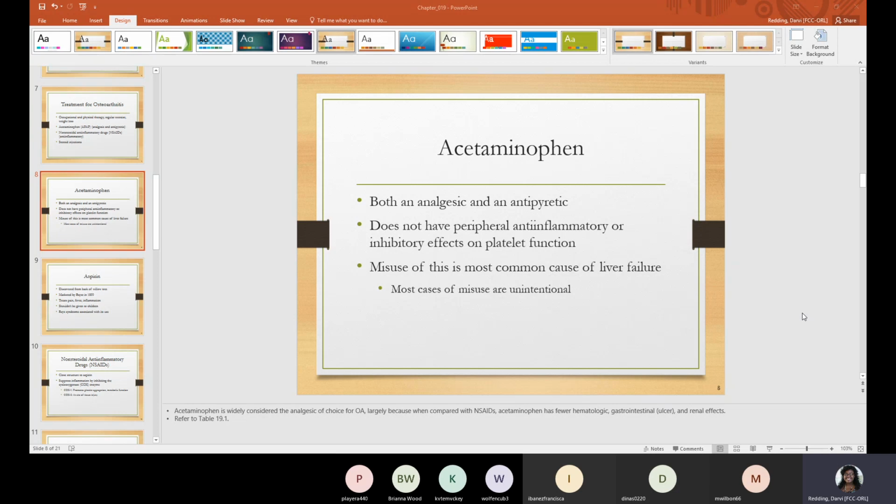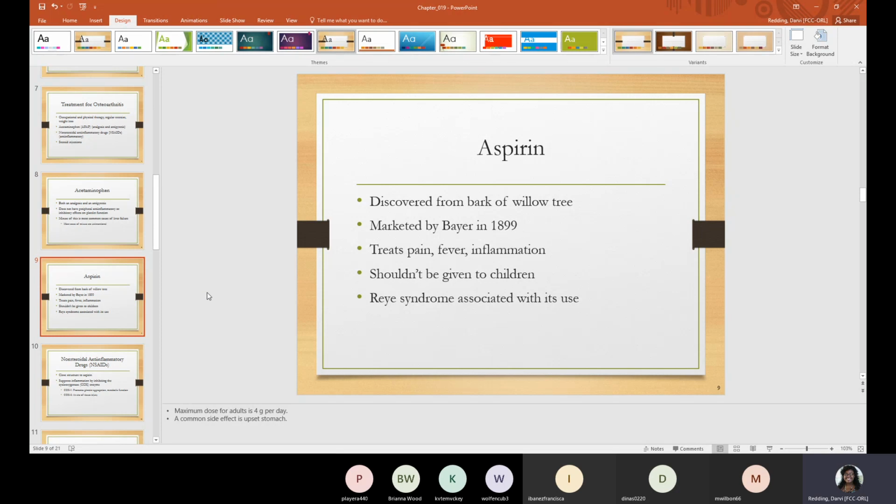So now that we've talked about acetaminophen, we are next going to talk about aspirin. And with aspirin, aspirin was actually discovered from the bark of a willow tree, and it was marketed by Bayer in 1899. You should know the abbreviation for aspirin is ASA, and that's mainly because it represents the chemical name, which is acetylsalicylic acid. So that's where the ASA comes from.